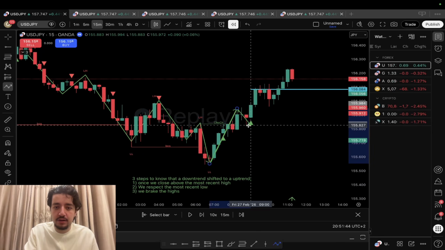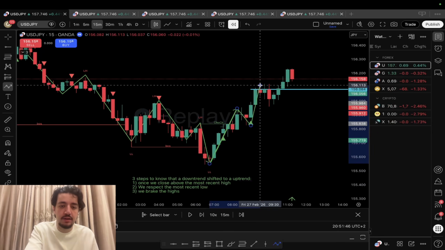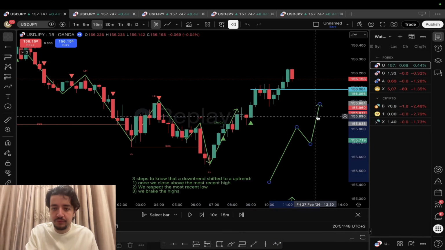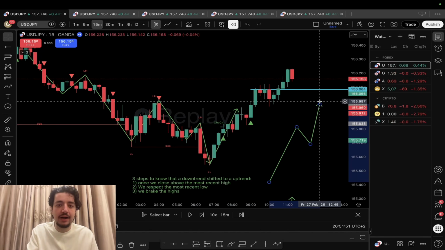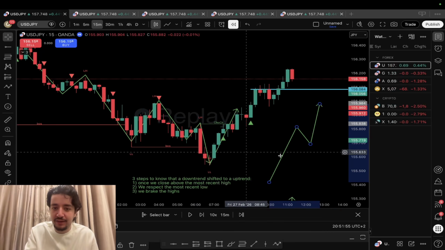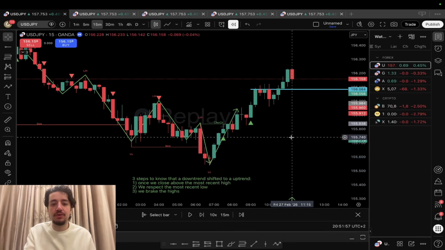Boom. Change of character. Higher low, higher high. And I'm going to take it to the side like this. We have a low, high, higher low, higher high. This is the basic external uptrend, how I explained to you, right? And that's it pretty much. Now you know how we switch from a downtrend to an uptrend.